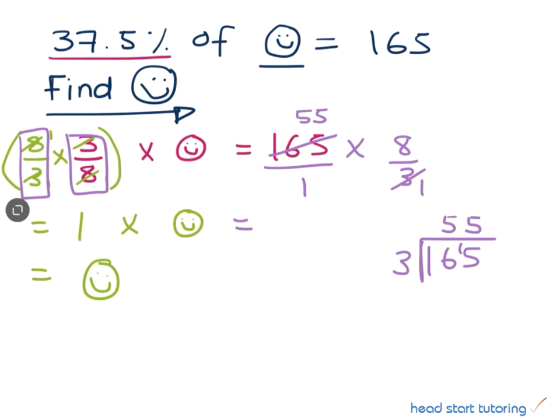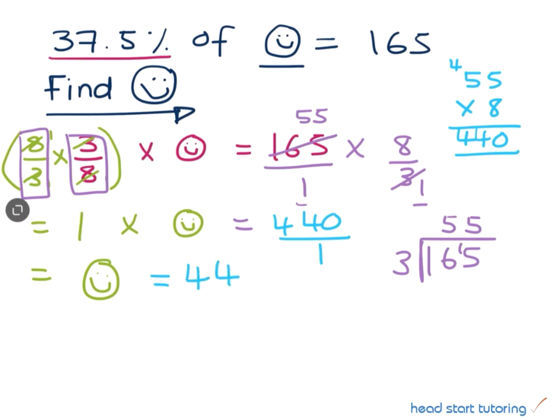So we end up with 55 multiplied by 8 and 1 multiplied by 1. So let's do 55 times 8. 8 times 5 is 40. And 8 times 5 is 40, plus 4 is 44. So we end up with an answer of 440/1, or just 440. So our smiley face is equal to 440.